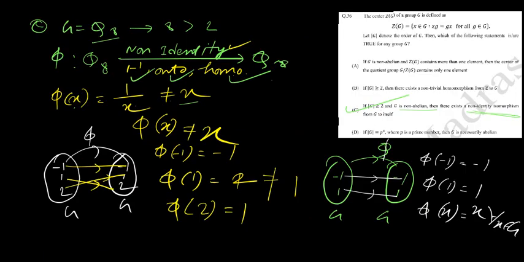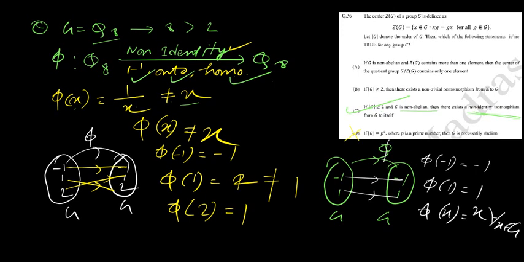Option D is incorrect, A is incorrect, only B and C are correct options.